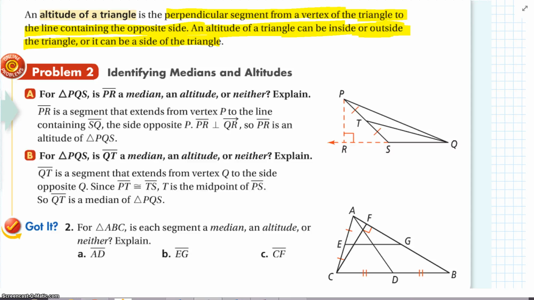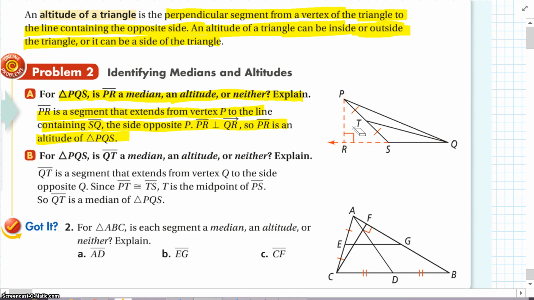So here we go. For triangle PQS, is PR a median, altitude, or neither? PR is an altitude, because it is going from a vertex to the opposite side, and it creates a perpendicular line. Since PR is a segment that extends from the vertex P to the line containing SQ, the sides are perpendicular, so it's an altitude.